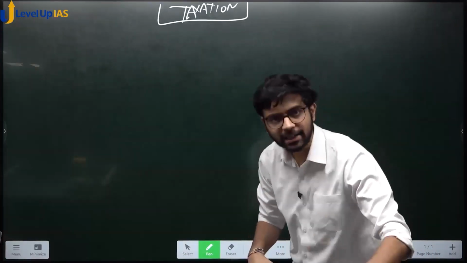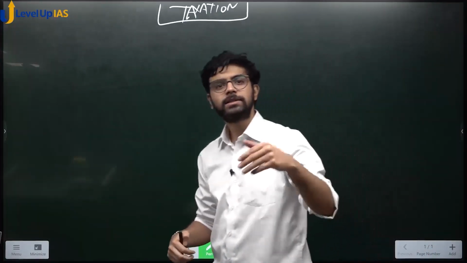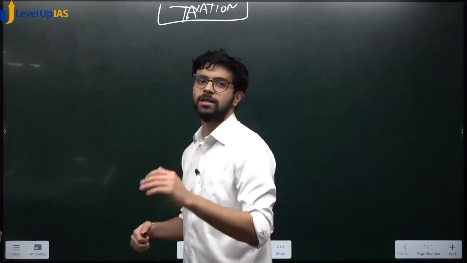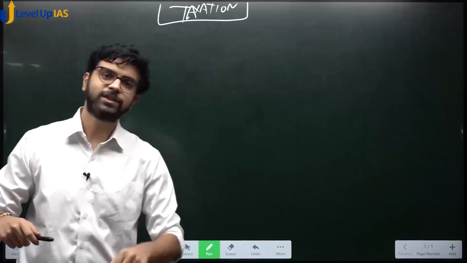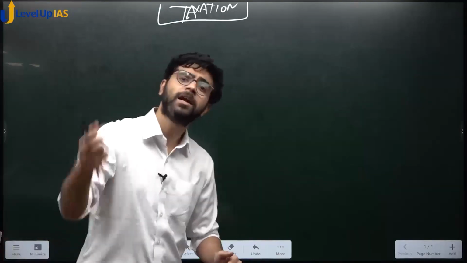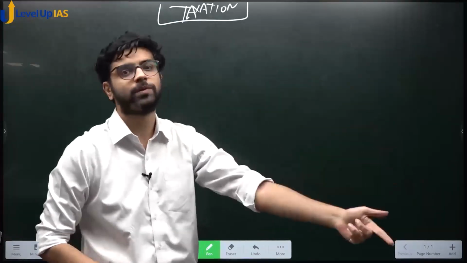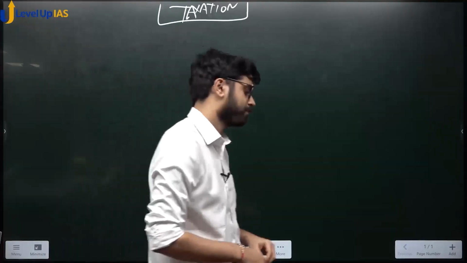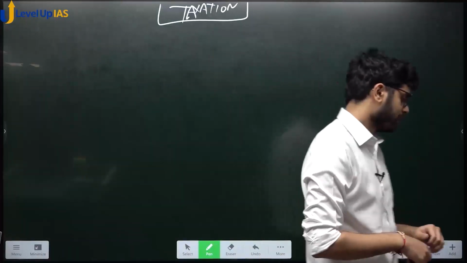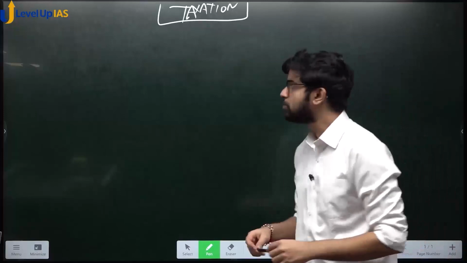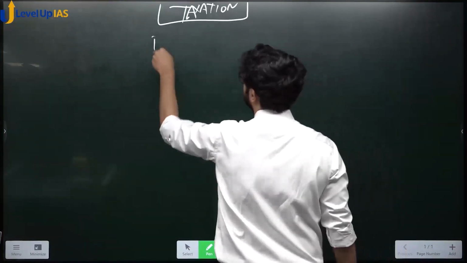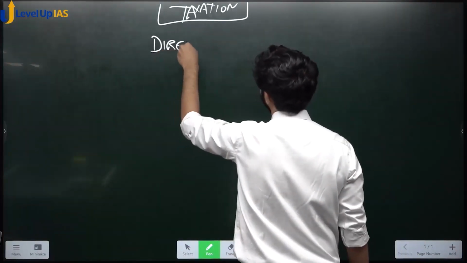In case of direct taxes, we saw incidence and burden lie on the same person. In case of indirect taxes, incidence lies on one person, and the burden also initially lies on him. He passes on the burden, shifts it to someone else and recovers the tax. Right? So we are going to start with direct taxes today. There will be separate lectures on indirect taxes.